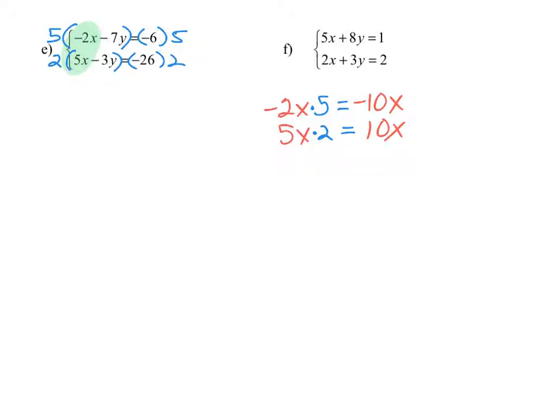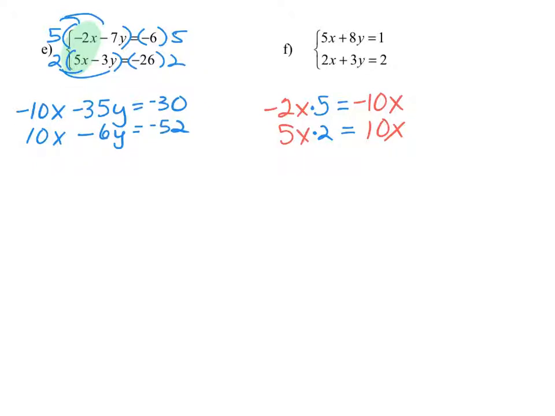Don't forget to distribute what we multiplied by. And for the first equation, we can now write it as 5 times negative 2x, which is negative 10x, 5 times negative 7y, that's minus 35y, equals on the right side negative 6 times 5, which is negative 30. And then the second equation, I distribute that 2 to get 2 times 5x, which is 10x, and 2 times negative 3y, which is minus 6y, or negative 6y. And then on the right side, negative 26 times 2 is negative 52.